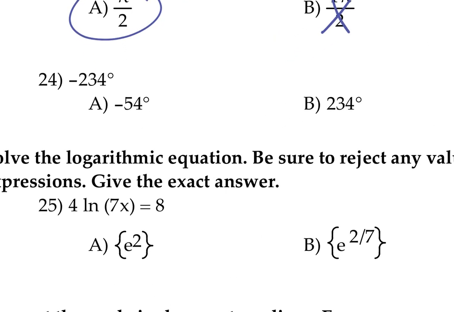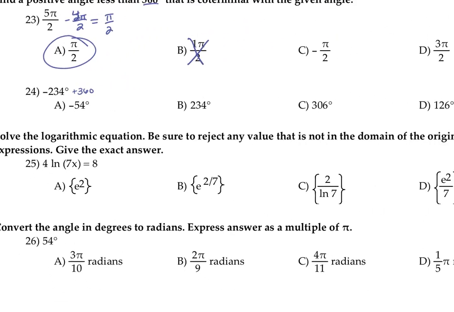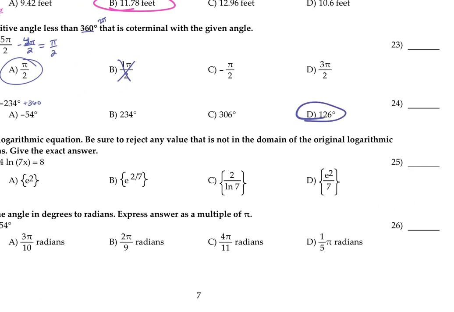24 is negative 234. Now we're in degrees, so to get something that's in between 0 and 360, I'm going to add 360 degrees to negative 234, and I get 126 degrees.